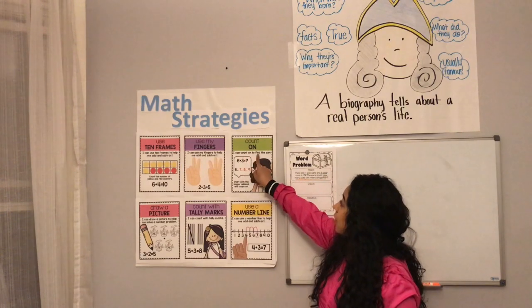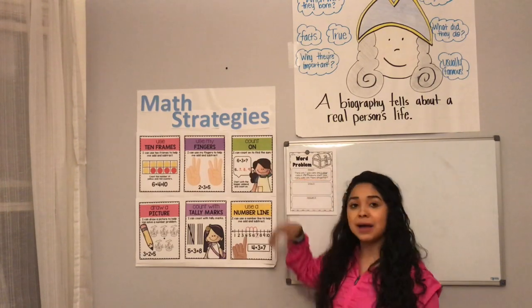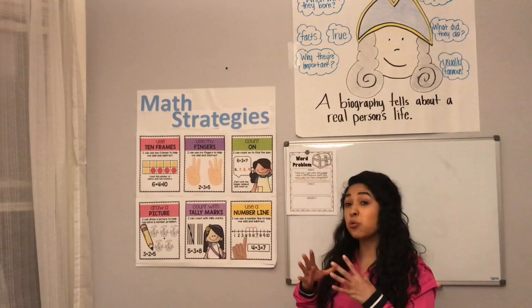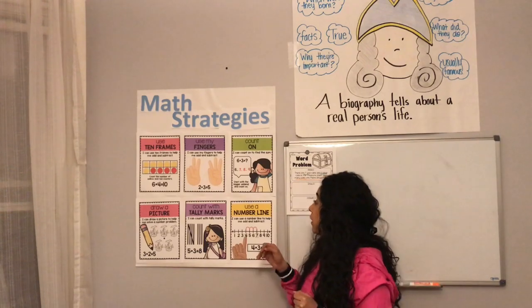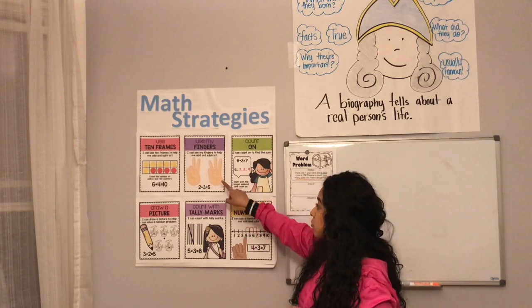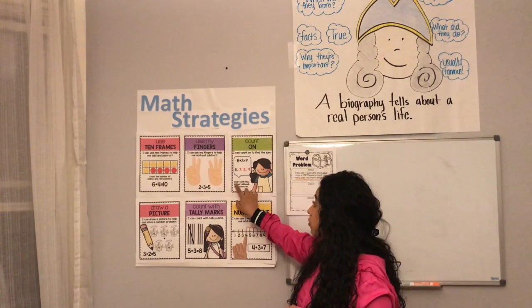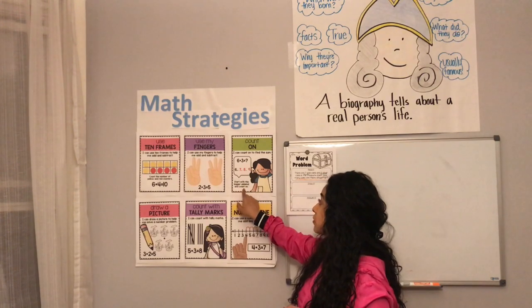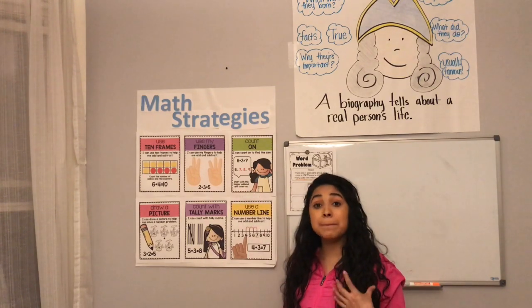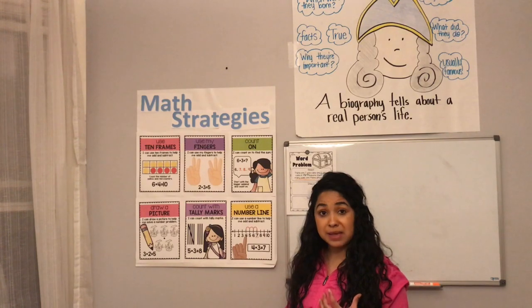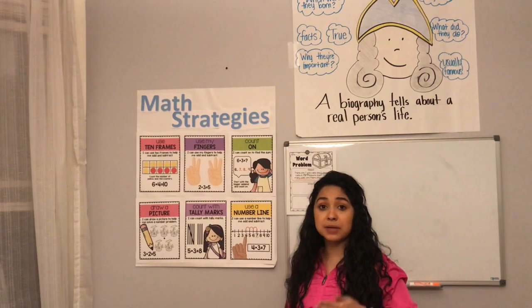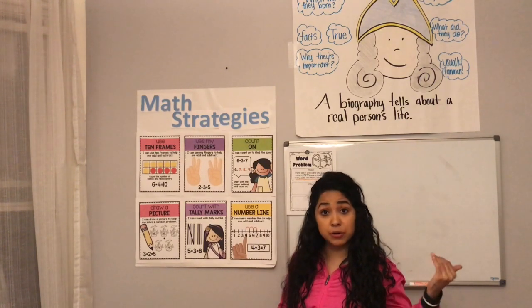So I can count on to find the sum. I can count on to find the total amount. So in order to do that, just like when we were using our fingers, we need to start with the bigger addend and count on. That means I'm looking for the bigger number in the problem, and that's what I'm going to start with, and then I'm going to count on. I'm going to count forward.